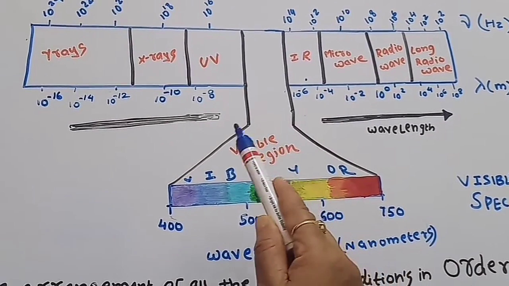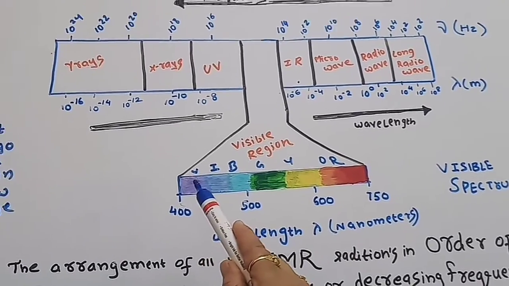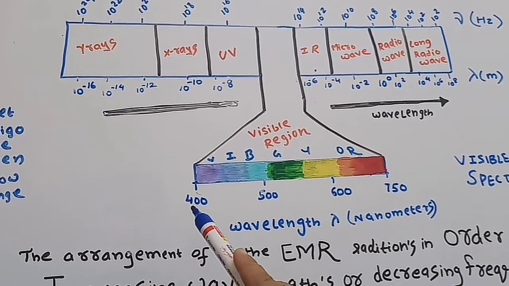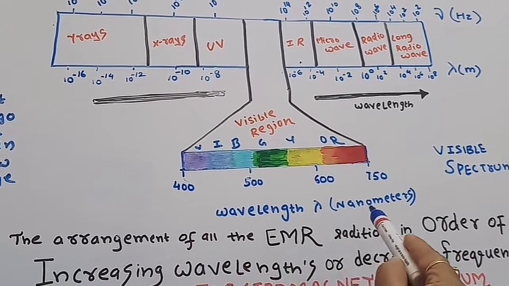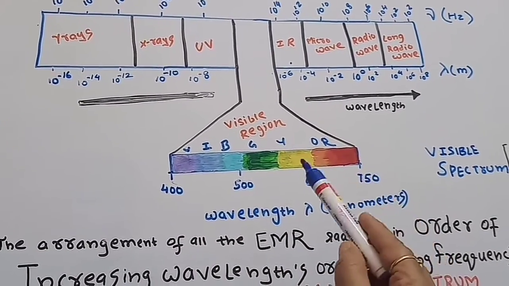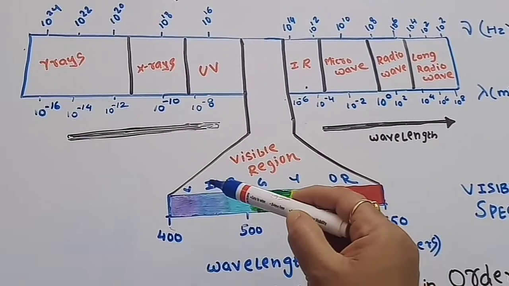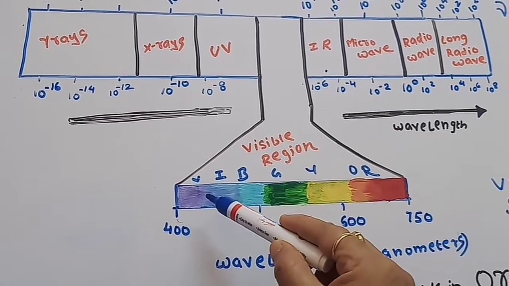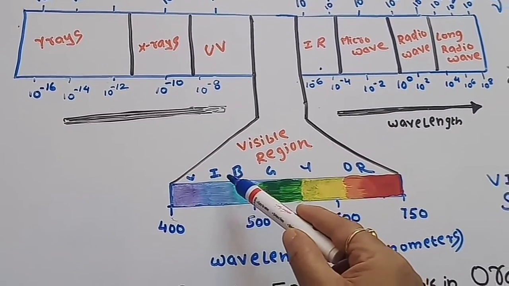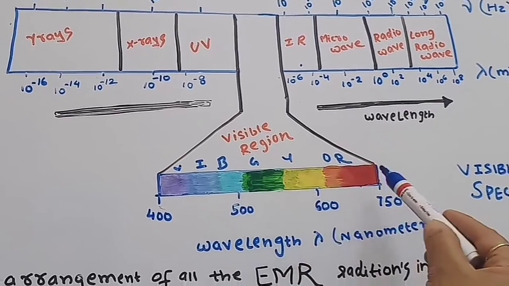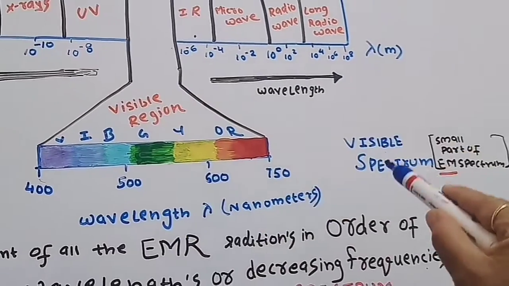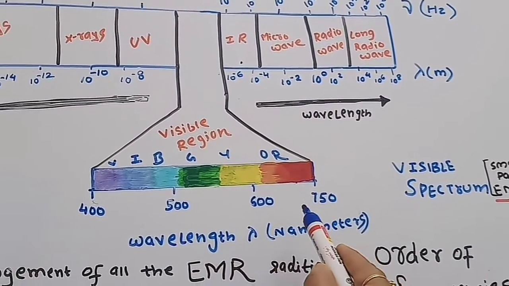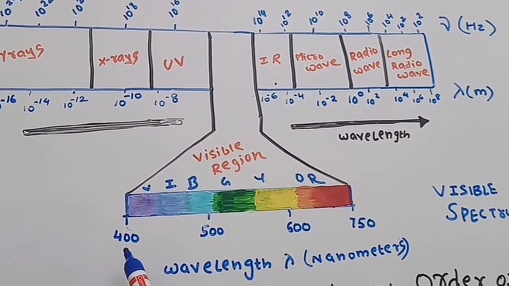The visible region, as we all know, is VIBGYOR, that is violet, indigo, blue, green, yellow, orange and red. It extends from 400 nanometers to 750 nanometers. And one more important thing: we cannot demarcate any area exactly here. When violet finishes, indigo overlaps; when indigo finishes, blue will come, and so on. So the visible region is a small part of our electromagnetic spectrum. The highest wavelength is of red and the lowest wavelength is of violet.